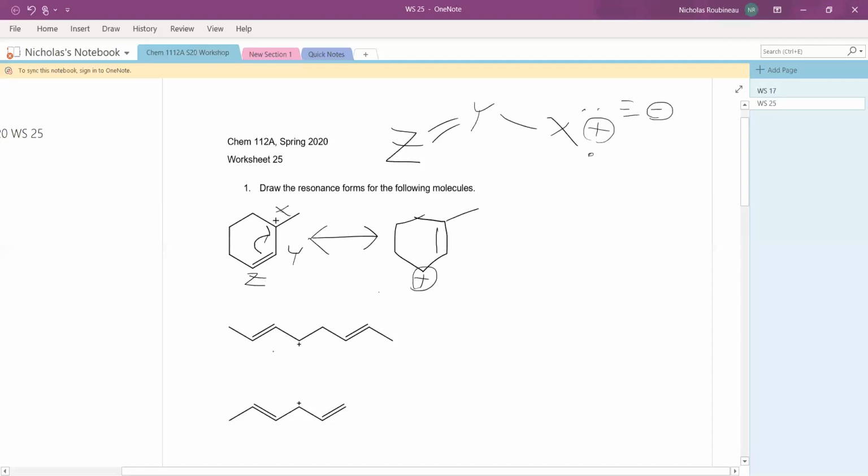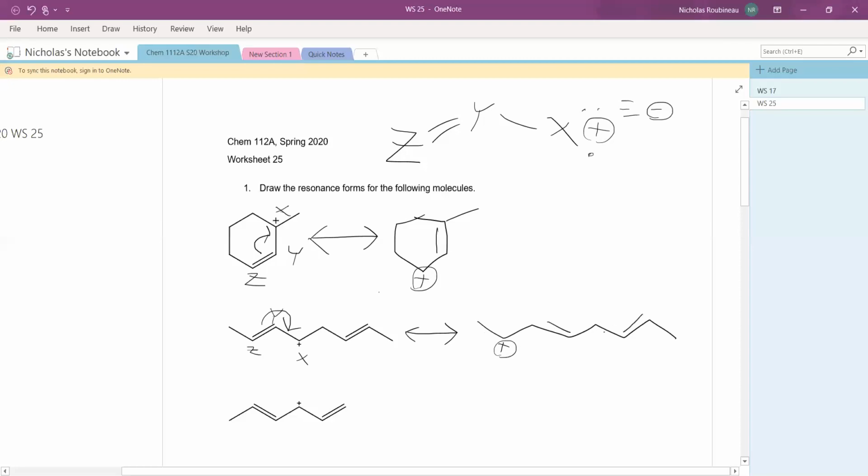So same thing with the second one. And if you have any questions, feel free to stop me. If this is review, hopefully it's clear. So same format, we can do this. Put the positive charge there.